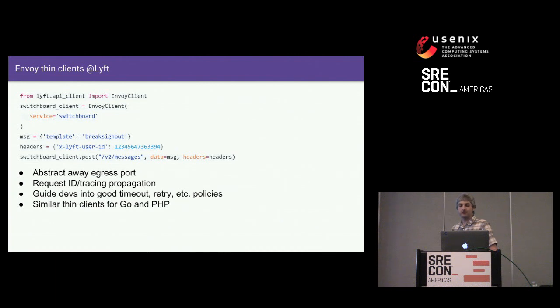This is a Python service calling a service called Switchboard. What you're seeing here is that from the user perspective, they instantiate this Envoy client, they call the service Switchboard, they pass some different parameters, and then they get their response. One of the nice things about this very thin client, which is on the order of say 100 lines, is that the client doesn't have to understand how to talk to the local Envoy. It doesn't have to understand how to do request ID propagation. And we can guide devs into doing good timeouts, retry, and circuit breaking policies. And we have these clients for Python, Go, and PHP.